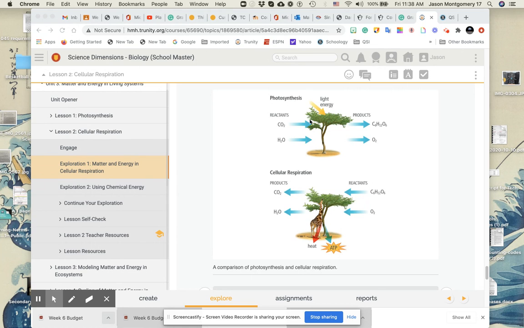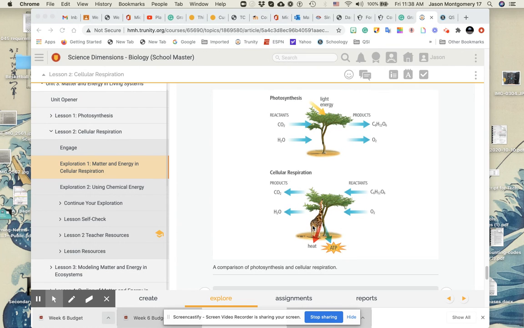Besides, as we talked about, the reactants for photosynthesis are the products of cellular respiration, and the products of photosynthesis are the reactants in cellular respiration. And so this light energy and water that's being used in photosynthesis is really making all of these chemicals needed for all living organisms to live, essentially.